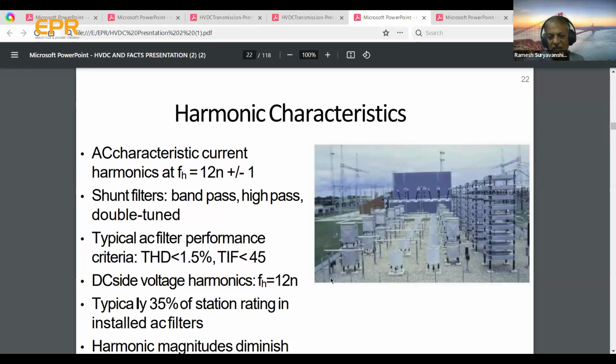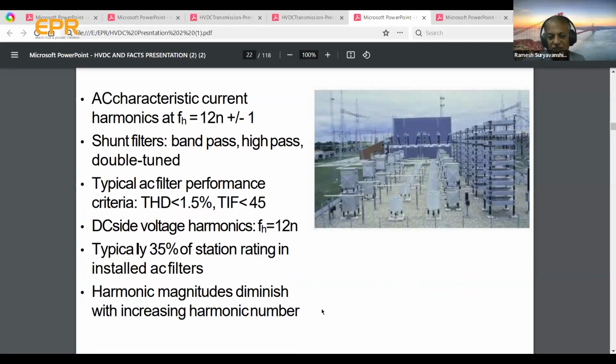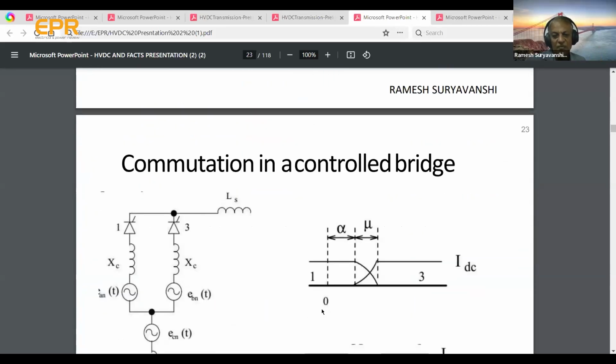This is an open one, and there are good companies in the world: for reactive power, reactors, Trench is the best; for capacitors, high voltage, you can go with ABB. And the THD required when you do the HVDC design, this total harmonic distortion has to be less than 1.5. And TIF, the telephonic interference factor, should be less than 45. If you don't have that, your design is faulty and it will interfere with your telephone industries and damage things, which is not required.